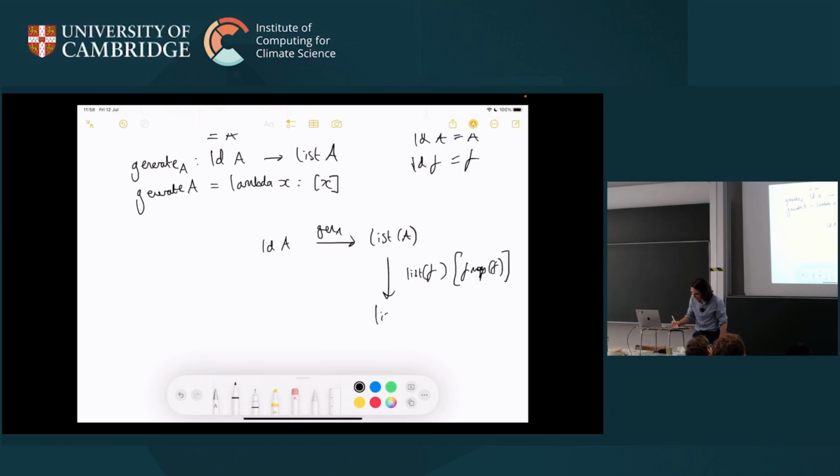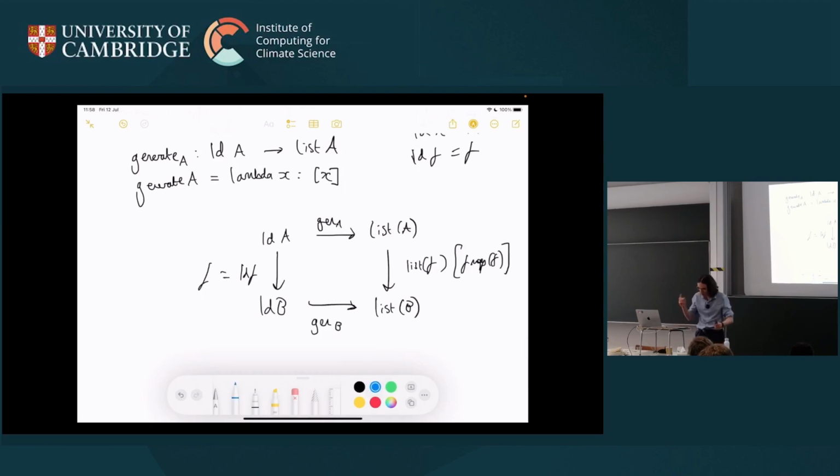And that gives me a list of Bs. That's the same as me first doing the ID of F, which is really just the function F, to get IDB, and then doing the gen over here. So let's do this with a concrete bit of data, which I'm going to do in red here.